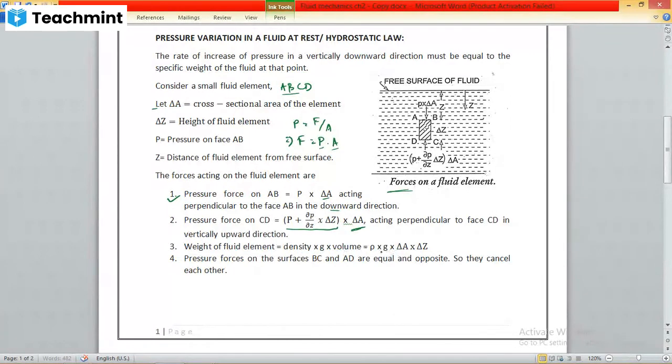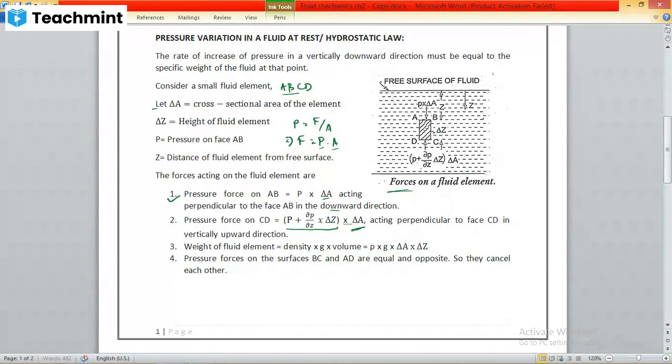That is density rho, g is the acceleration due to gravity, and volume is cross-sectional area into height. That is the volume. The cross-sectional area and height of the fluid element are del A and del Z, so the volume is del A into del Z. The pressure forces acting on surface BC and AD are equal and opposite.